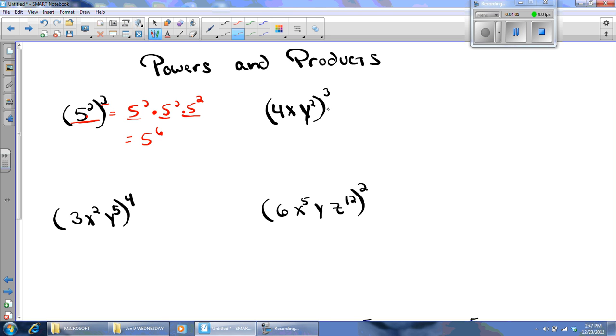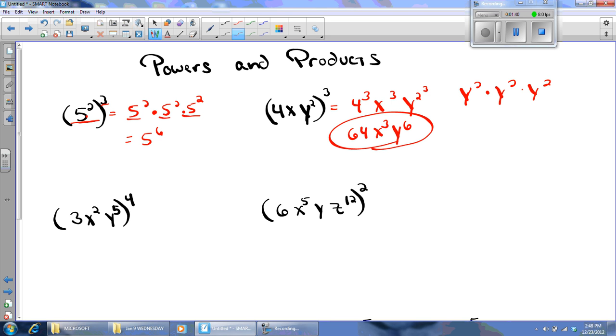So how's it going to work on this one? Well, we need to raise 4 to the third power. We need to raise x to the third power. And we need y squared raised to the third power. So 4 cubed is 64. X cubed is x cubed. And y squared cubed is y squared times y squared times y squared, which is the same as y to the 6th, right? 2 times 3. And then there you go.